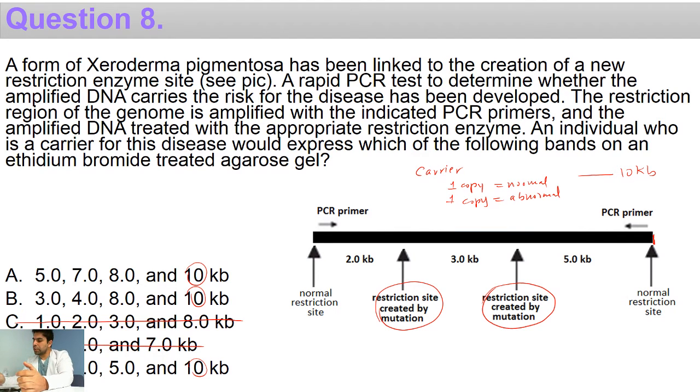Plus, now the mutated copy should be cut here and here. At the end you will get 1, 2, 3 fragments. So the mutated copy should give you fragments that are 2 kilobase pair, 3, and 5.